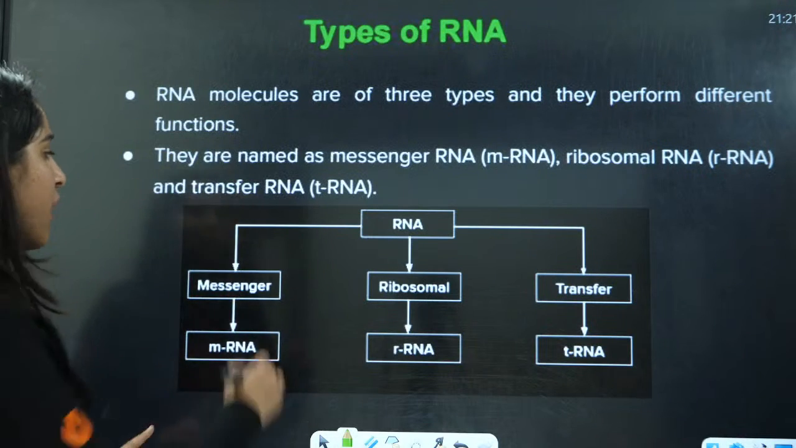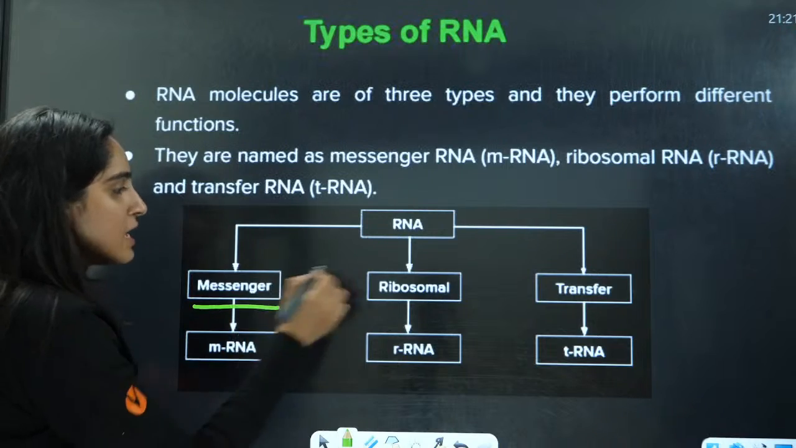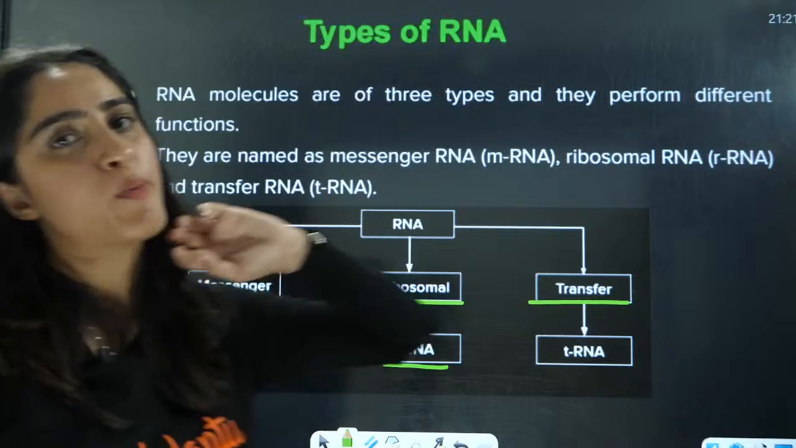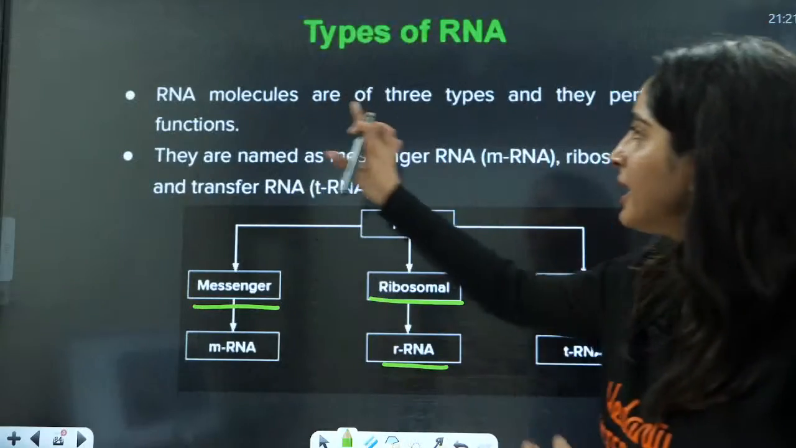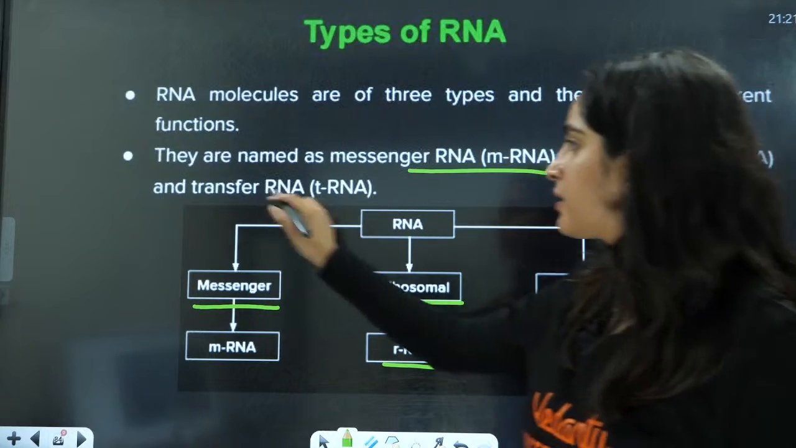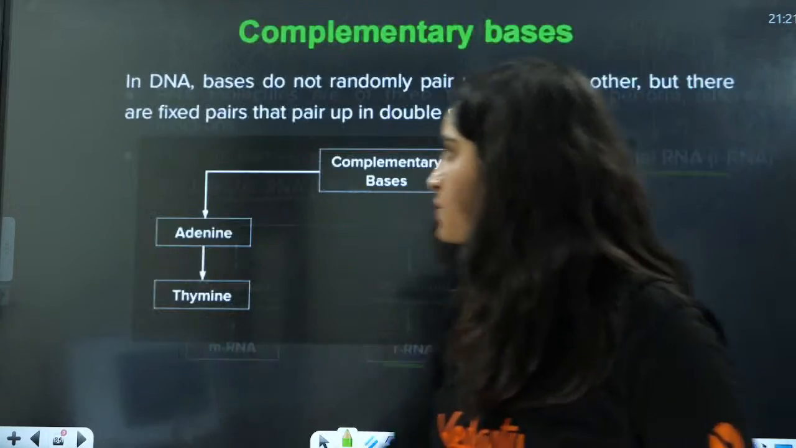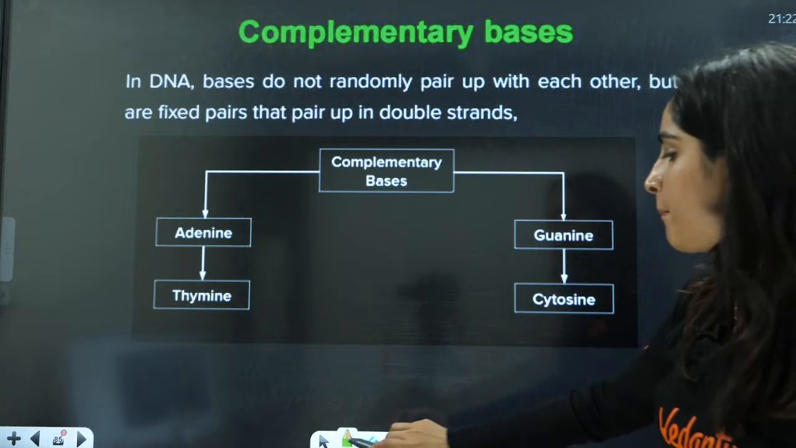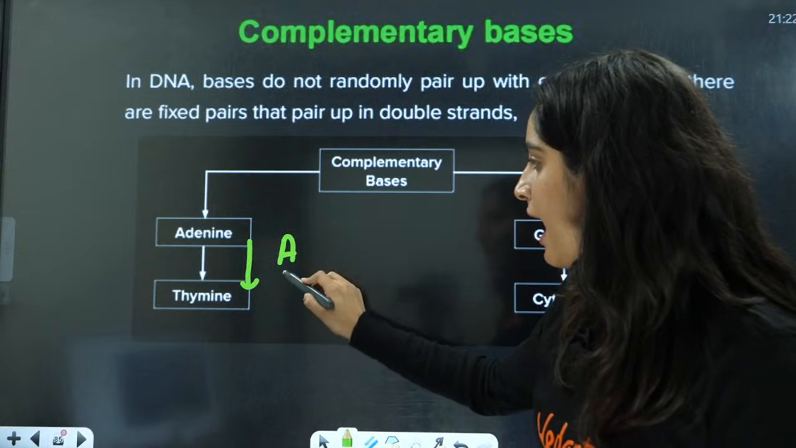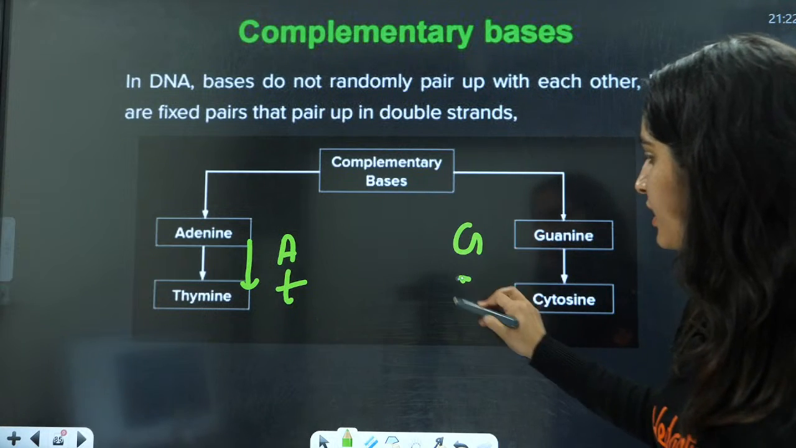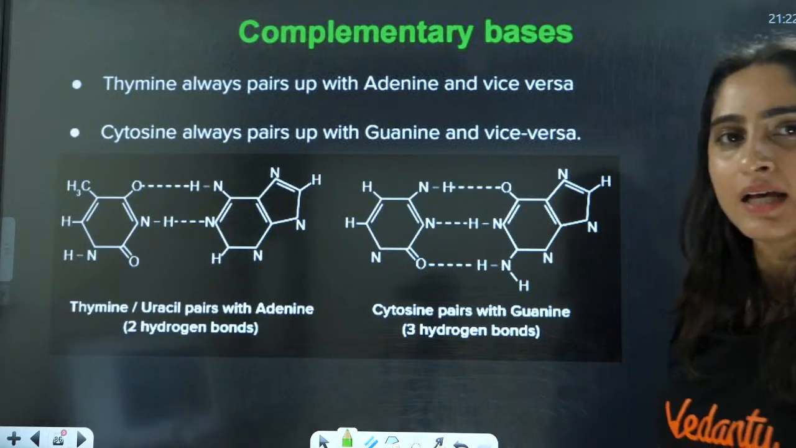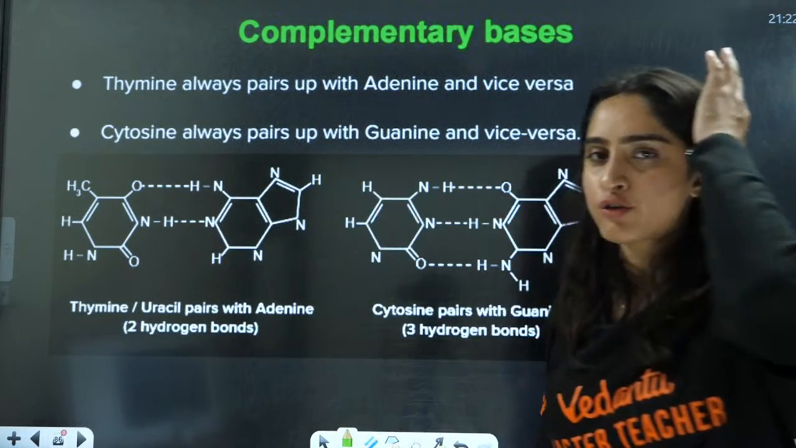Next, there are three types of RNA: messenger RNA, ribosomal RNA, and transfer RNA. They just ask you about the types of RNA. RNA molecules are of three types and perform different functions: messenger, ribosomal, and transfer RNA. Then we have complementary bases. We know the complementary bases for DNA. Complementary bases for RNA, now let us see how they are actually hydrogen bonded.